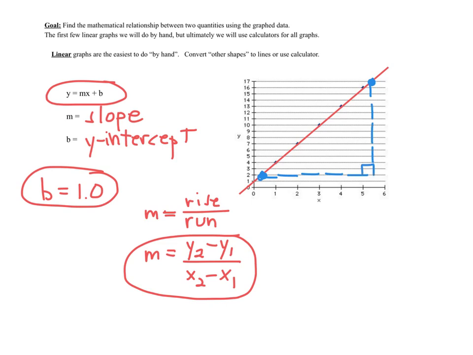So I have a right angle right here. Those two blue legs form a triangle with that hypotenuse, which is the line. So here's my hypotenuse. So I have this triangle right here. All right. This leg right here is the rise.